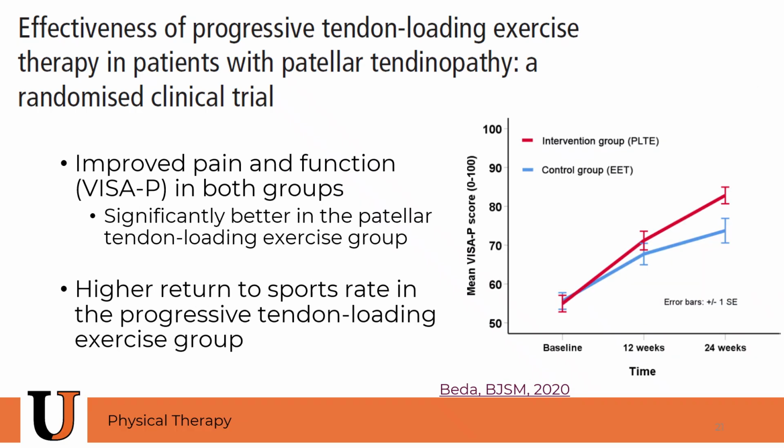The results showed that both groups improved significantly both at 12 weeks and 24 weeks for pain and function assessed by the VISA-P. However, the authors concluded that the progressive tendon loading exercise group was significantly better than the eccentric exercise group. They also noticed that there was a higher return to sports rate in the progressive tendon loading exercise group. So according to this study, progressive tendon loading exercises are more valuable than eccentric focus exercises for patients going through patellar tendinopathy and goals of returning to sport.